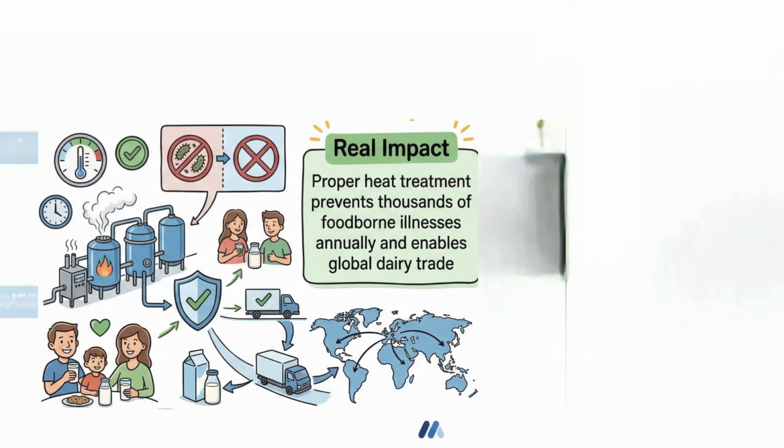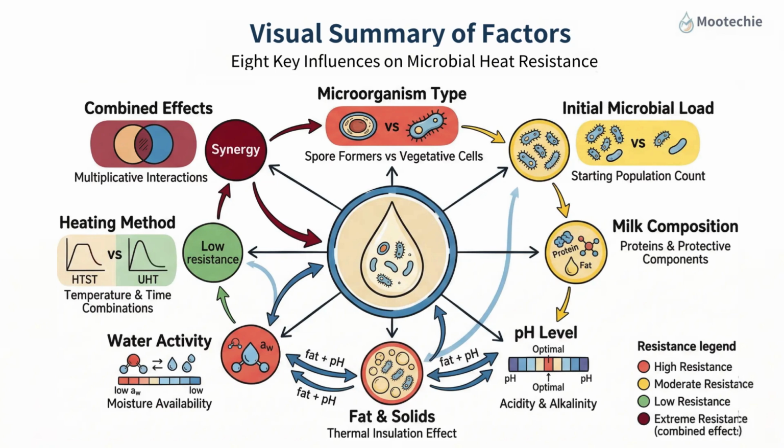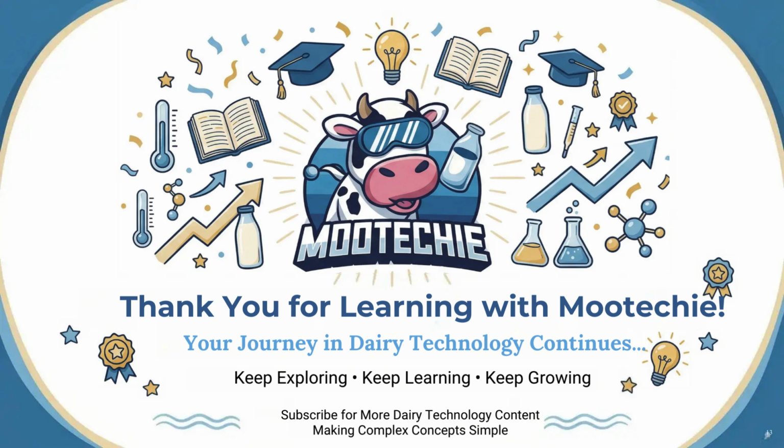This slide summarizes the major factors affecting thermal destruction of microorganisms. They include type of microorganism, initial microbial load, composition of milk, pH level, fat and milk solids, water activity, heating method, and combined effects. All these factors determine how resistant microorganisms are to heat treatment. To conclude, thermal destruction of microorganisms is influenced by several interacting factors. Understanding these factors allows dairy technologists to design effective heat treatments that ensure food safety while preserving product quality.